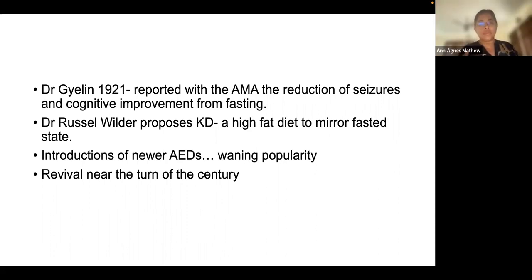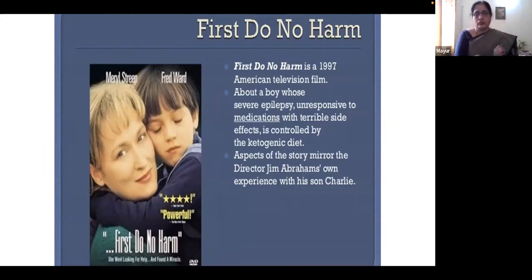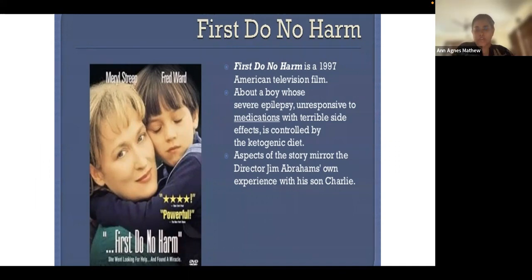Sure. Yes, so the thing is that it's been around for 100 years, since 1921. But it took a long while for the whole thing to become popular. There was a movie in the 90s, with Meryl Streep. This movie was done by director Jim Abrahams, whose own son had very difficult to control epilepsy. So First Do No Harm is a classic. They noticed so much difference with their child who was having such bad epilepsy. The child was almost normalized with the ketogenic diet.